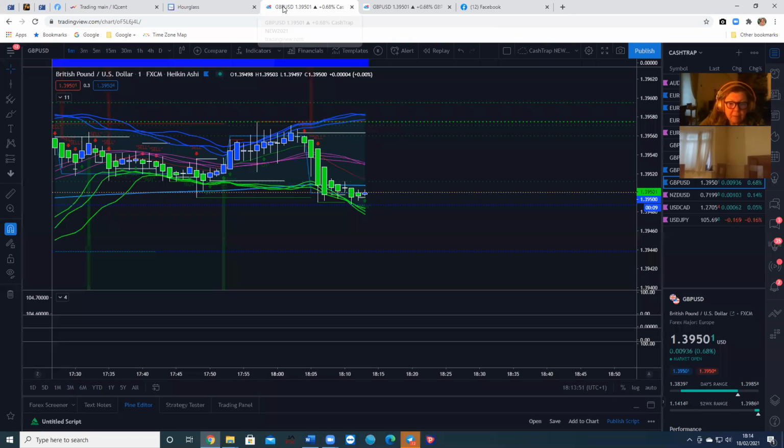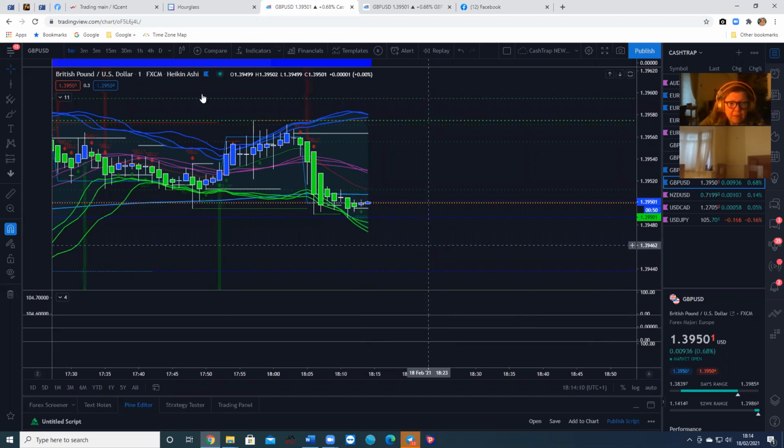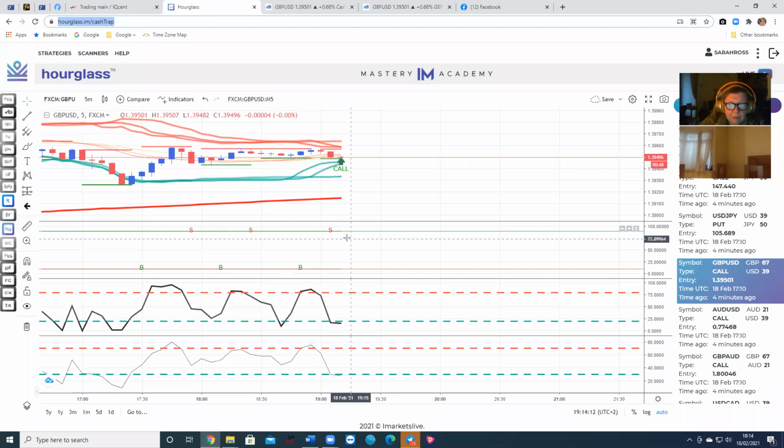I'm a pipette up, 501. Flip 501 on TradingView. Hourglass.